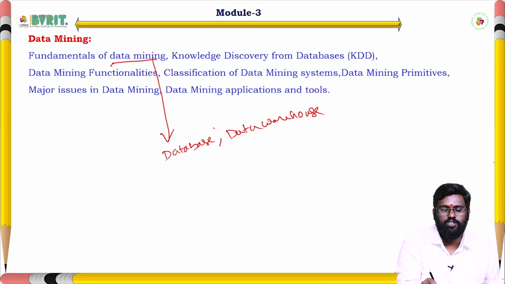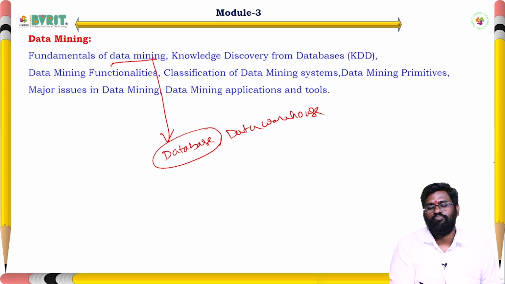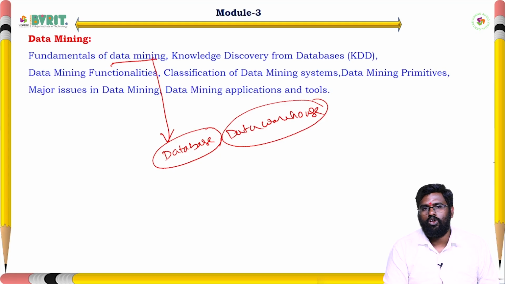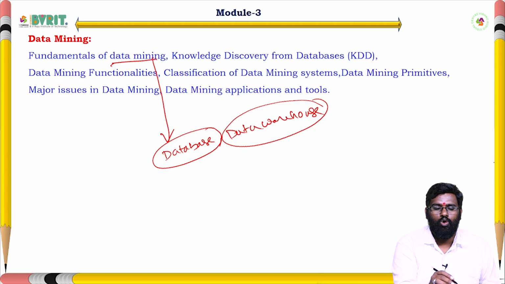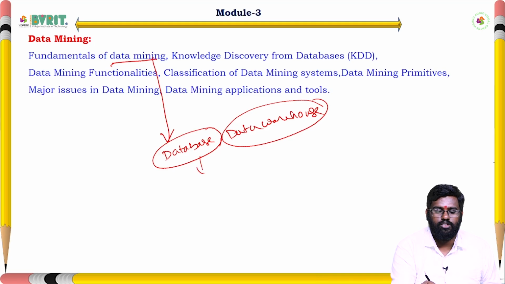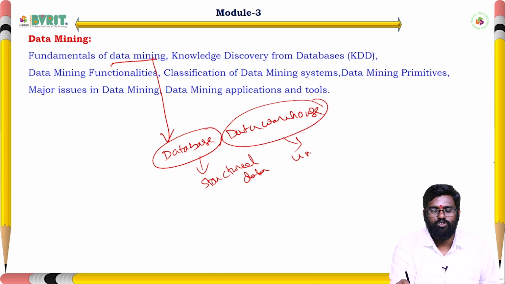A database is used to store only structured data. A data warehouse is used to store current data as well as historical data about the given thing. Data mining is used to store current structured data as well as unstructured data. It stores structured data, and it may also store unstructured data. The combination of these two is stored in data mining.